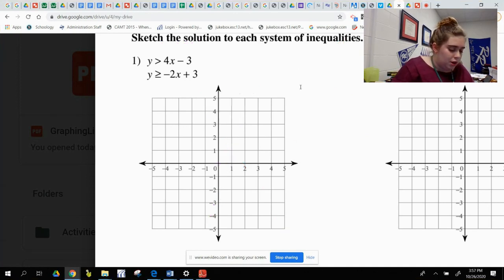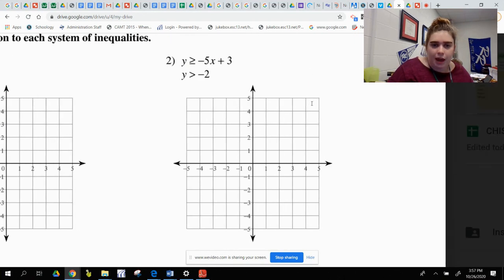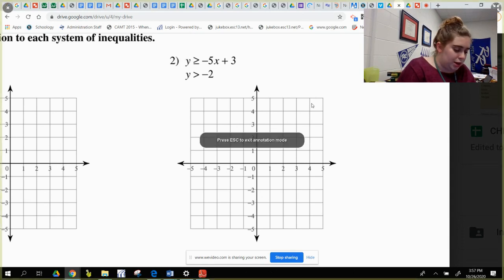All right, so let's move on to number 2. Okay, so number 2, we have y is greater than or equal to negative 5x plus 3, and then y is greater than negative 2. All right, so we're going to follow the same kind of steps. So let's see, we're going to look at that as the mx plus b form for our slope and our y-intercept.